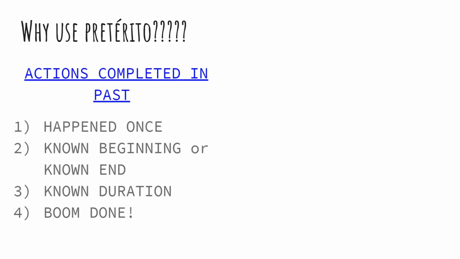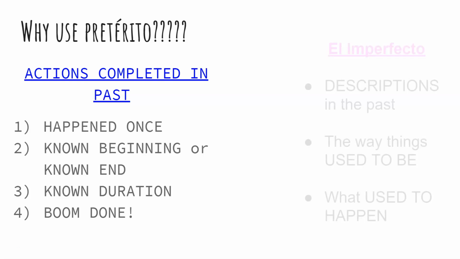So after reading that story, you might say, why are we going to use the preterite? Here's why. For actions that are completed in the past. So things that happened one time, boom, done. You know the beginning and you know the end of the action. You know the duration of the action. So like something happened for 2 hours. A lot of times I say, boom, done. It happened, it's over. It started, it stopped, and it's over.